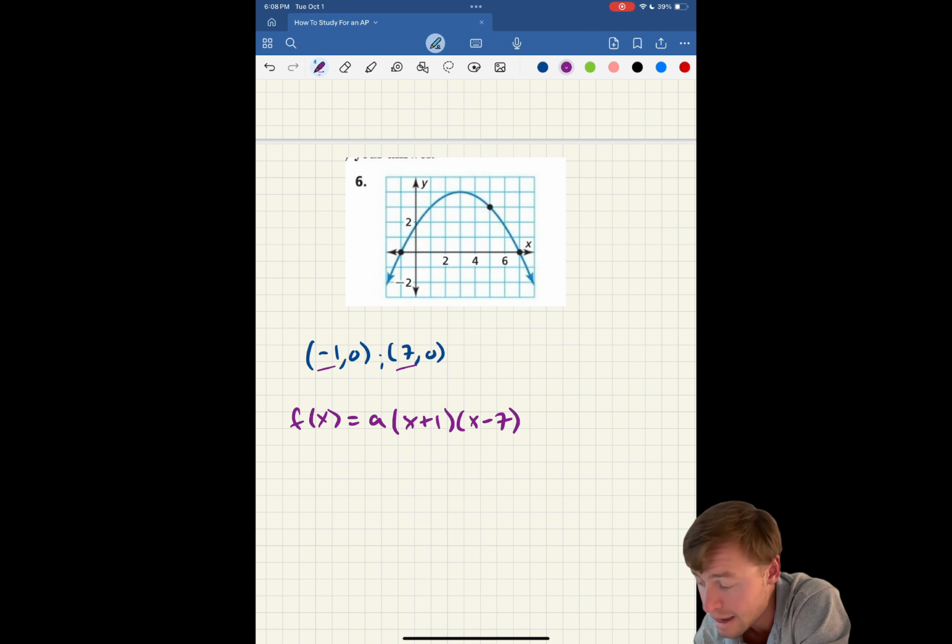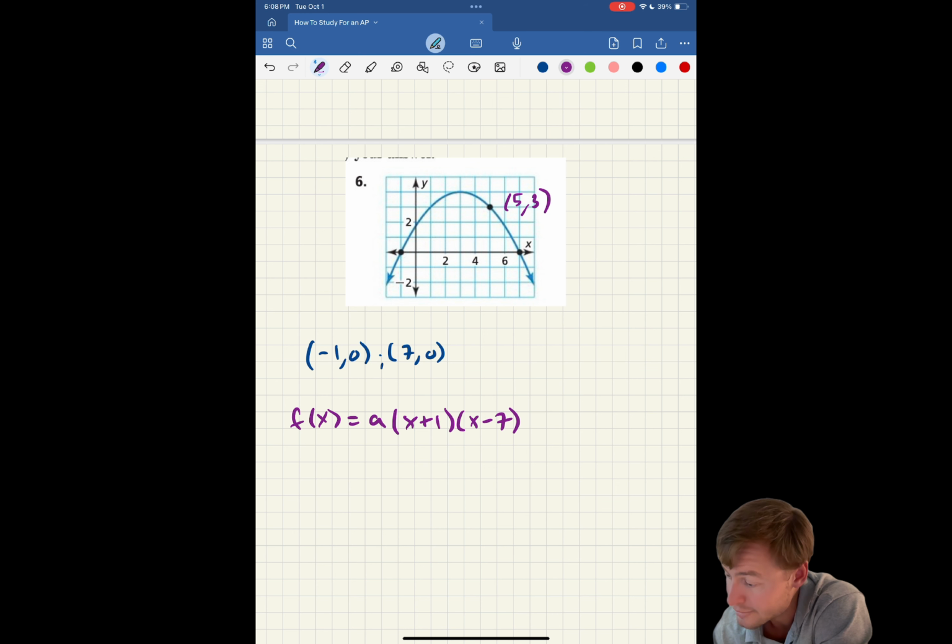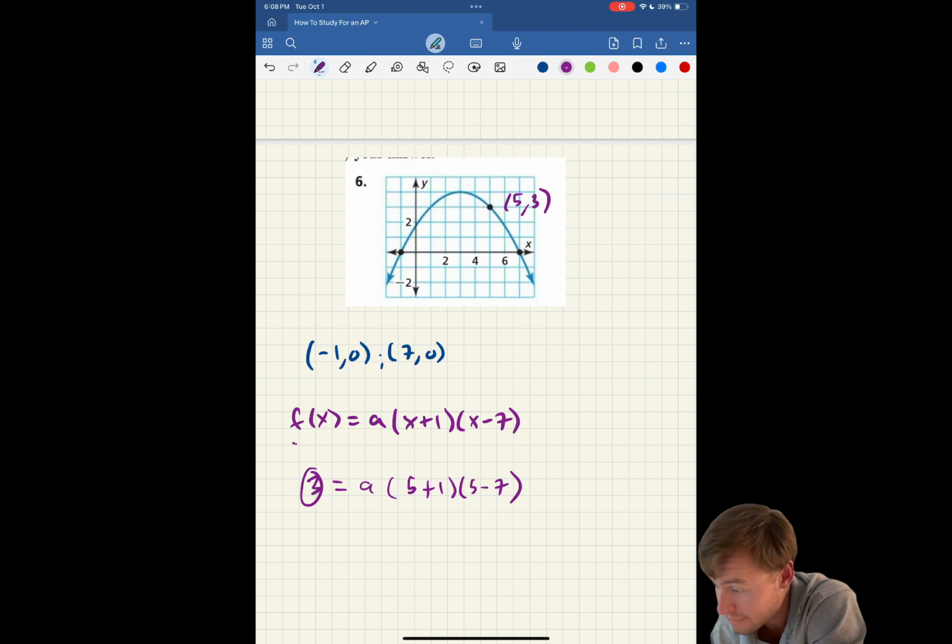Now I can find that a value by simply using this other point that the parabola passes through. That point is 5, 3. So I can say that the f of x value 3 is equal to a times the x value 5 times 5 minus 7. So all I did was I plugged in 3 for f of x and I plugged in 5 for x. And then I just solved for a.